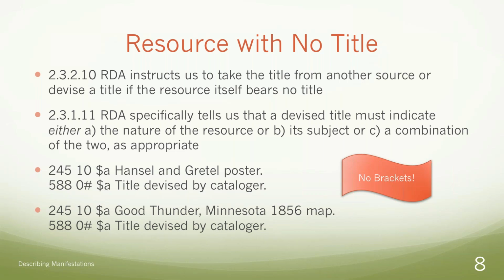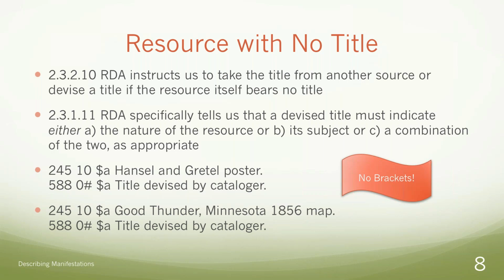So when you need to construct a title, devise a title, what you want to do is to make sure that your devised title indicates either the nature of the resource or its subject or some combination of the two, whatever is appropriate. So if you've got a poster of Hansel and Gretel, then you would use the subject, which is Hansel and Gretel, and the nature, which is poster, combine those and you have your title. And then you would have a note that says the title was devised by cataloger. That's all that you need to do.